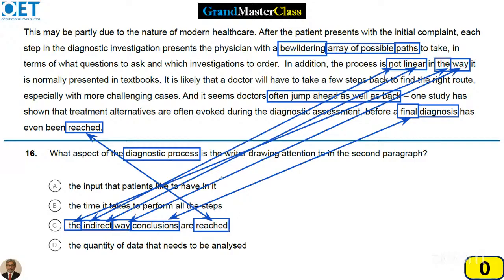What process? Diagnostic process. The process means the diagnostic process.